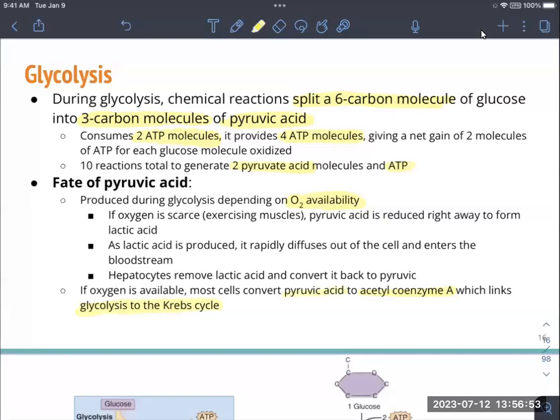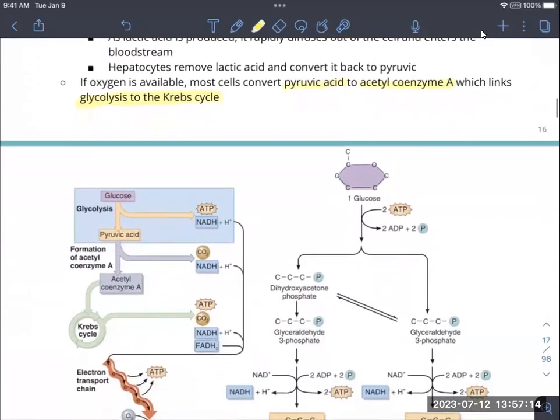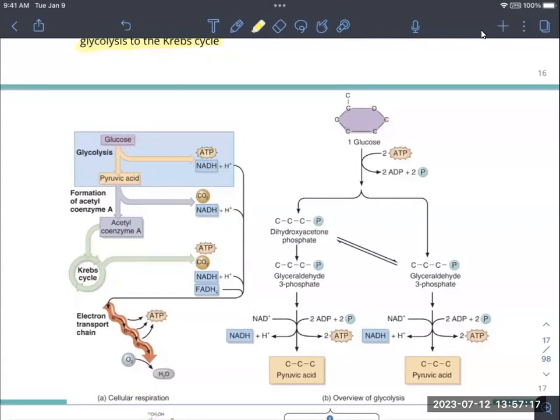If oxygen is not available, that pyruvic acid gets turned into lactic acid right away. It diffuses into the bloodstream, and the liver can turn it back into pyruvic acid to be used to make that acetyl-CoA to go through the citric acid cycle. So here's glycolysis. It's a series of several different steps. We take one glucose molecule, we get these two pyruvate molecules, and we get 2 ATP in the process. We also get these 2 NADH molecules.